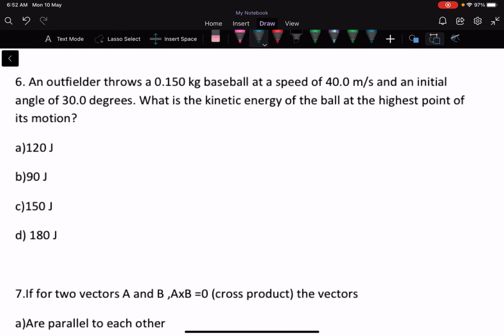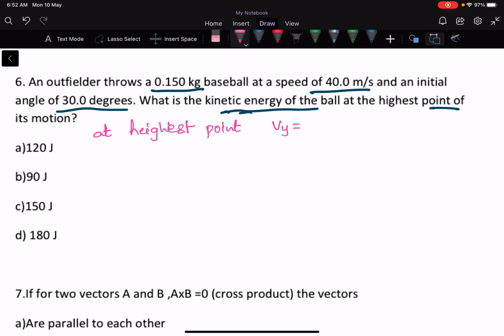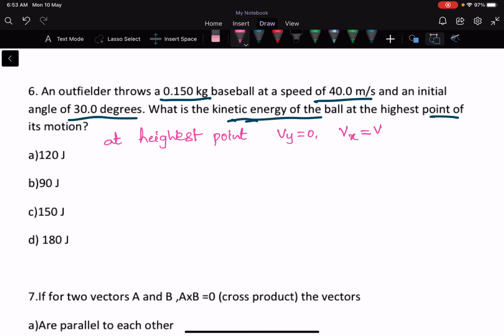Next, an outfielder throws a 0.150 kg baseball at a speed of 40 meter per second. The initial angle is 30 degrees. What is the kinetic energy of the ball at the highest point? At the highest point, the vertical component of velocity Vy is equal to 0. There exists only the horizontal component of velocity Vx. We just discussed that Vx is always V0x, and V0x is nothing but V0 cos theta.